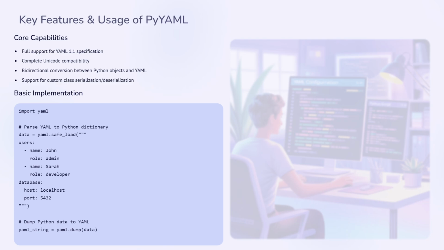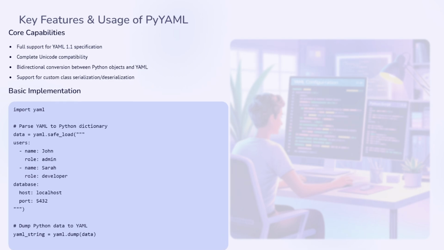Here is a basic implementation in the form of code of PyYAML that you can try out in your VS Code or PyCharm. Here it is. This is YAML, and then here, try it out. You can parse YAML to a Python dictionary. So you import it, and then you can parse it to your Python dictionary, after which you can dump Python data to YAML. So do well to try this out.